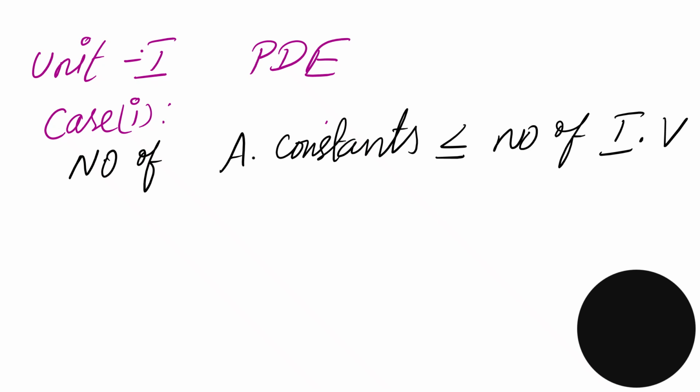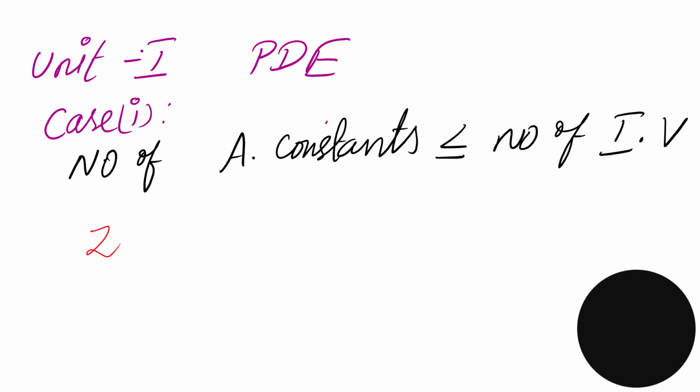So in the last class, we saw Case 1: the number of arbitrary constants less than or equal to the number of independent variables. But many students are asking why this one is important. What is the difference between Case 1 and the other cases? So I will explain the basic idea using the last class problem.